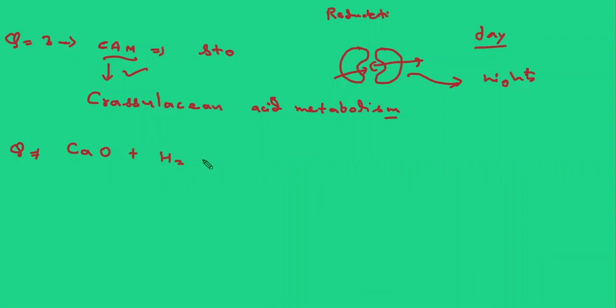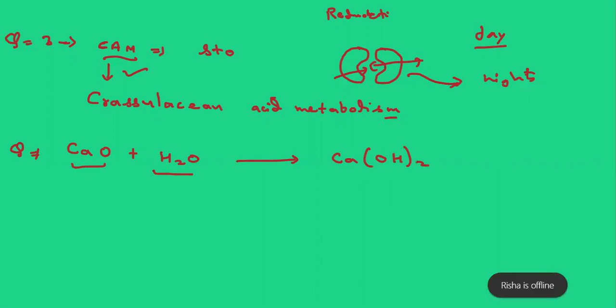Now the next question is, suppose you have slaked lime, CaO, and you have H2O, and it is giving calcium hydroxide. What type of reaction is this? Combination, decomposition, double displacement, or what? Two reactants are going to combine to form a single product. So of course it should be a combination reaction. Why? Because two or more substances are joined together and they form calcium hydroxide.